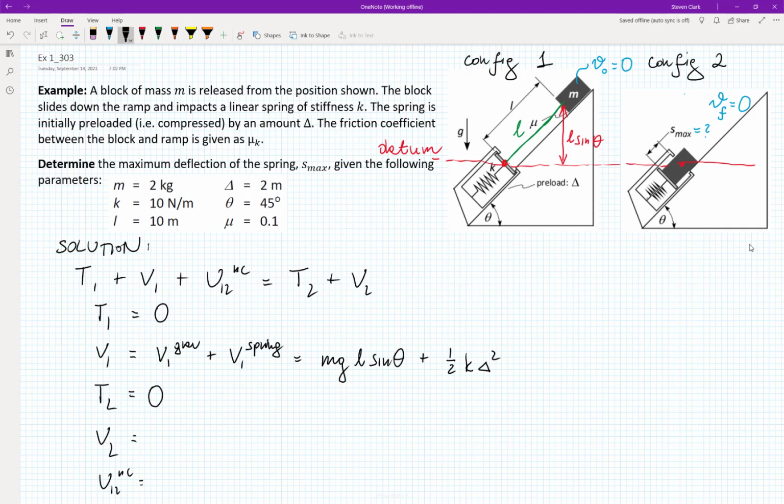Cool. Now let's focus on the potential energy at the end. Here, again, we have two contributors. We will have V2 gravity plus V2 spring. Okay, so what is the elevation of the body in the end? Aha, I must figure out what this distance is. What is this distance, here and here?